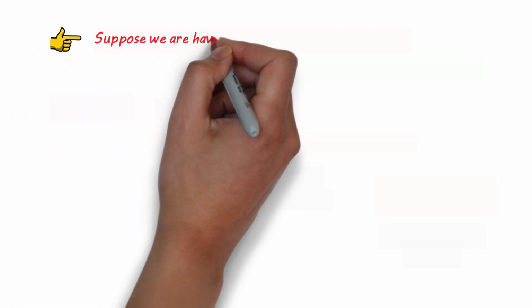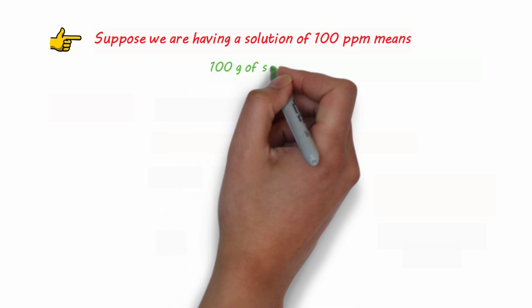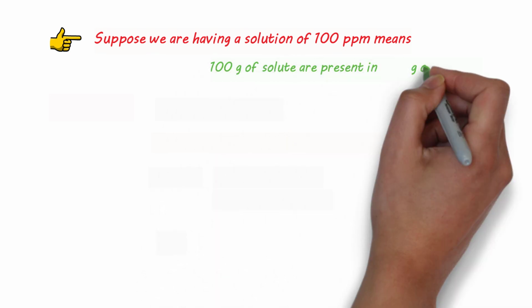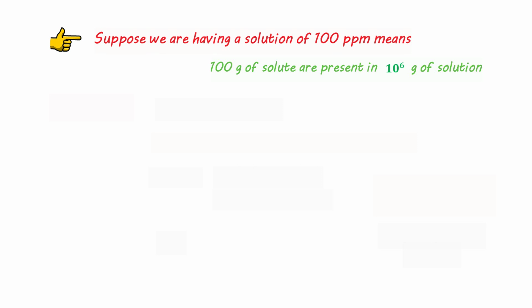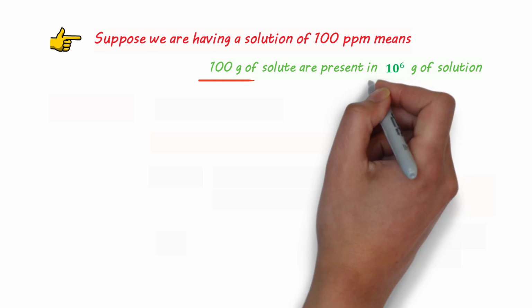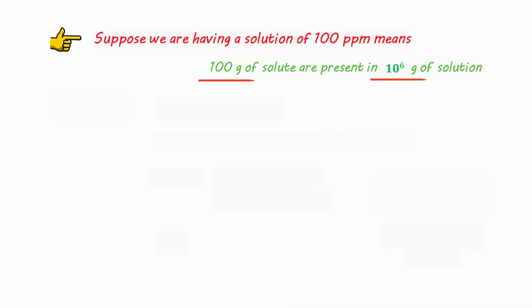Suppose we are having a solution of 100 ppm, which means 100 grams of solute are present in 10 raised to the power 6 grams of solution. This indicates that from a ppm solution we can get the mass of solute, that's here 100 grams, as well as the mass of solution, that is 10 raised to the power 6 grams. On subtracting the mass of solute from the mass of solution, we can also get the mass of solvent.